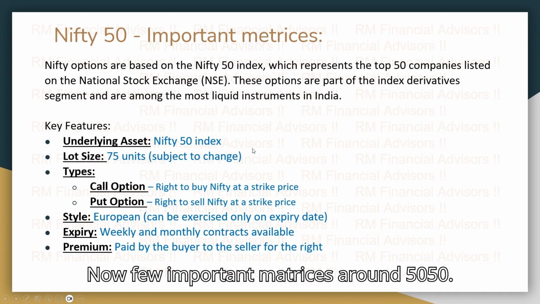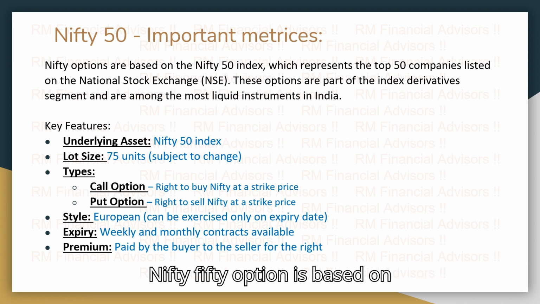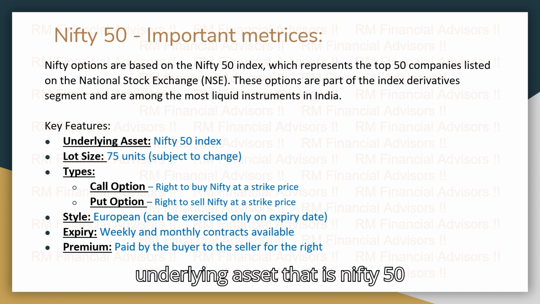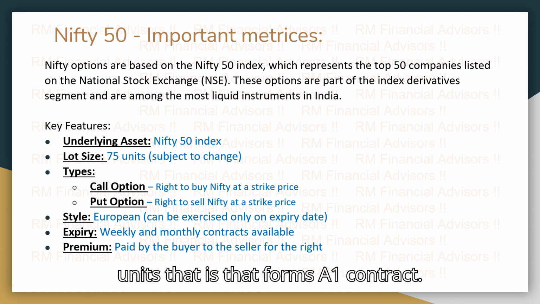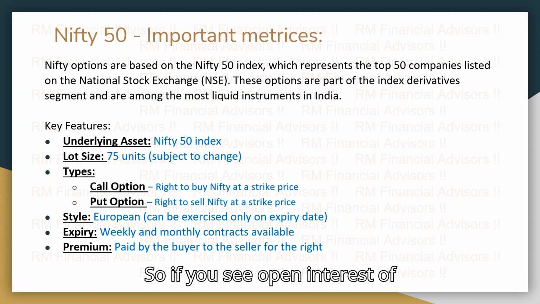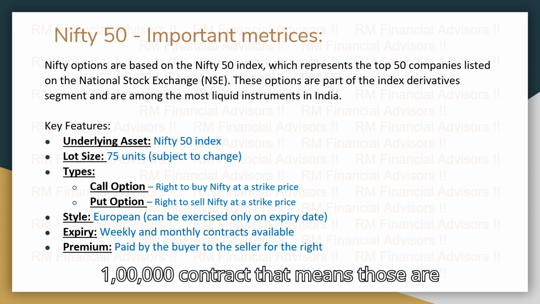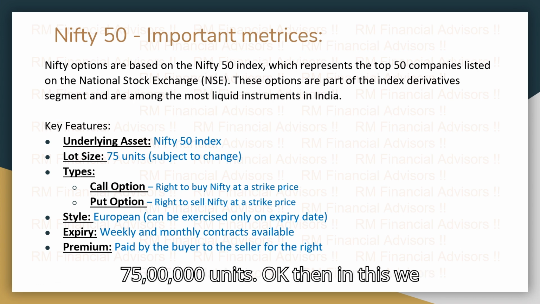Now a few important metrics around Nifty 50. Nifty 50 option is based on the underlying asset, that is the Nifty 50 index. The lot size, that means one contract, is 75 units. So if I want to buy a call or a put, I have to buy 75 units. That forms one contract. So if you see open interest of 1 lakh contracts, that means those are 75 lakh units.